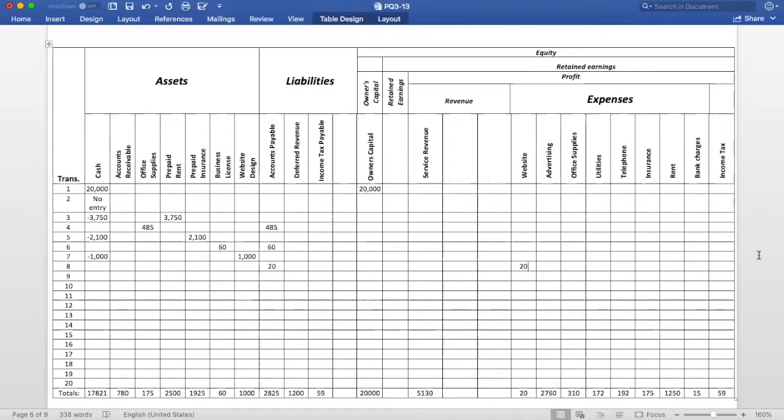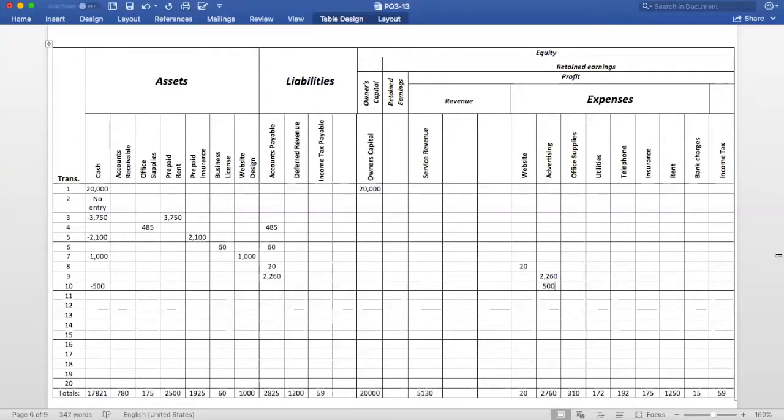Number 9, you pay for a newspaper advertisement using a credit card. Accounts payable will increase and your advertising expense will also increase. Number 10, you pay for another newspaper advertisement, this time using cash. Cash will decrease and your advertising expense will increase again.